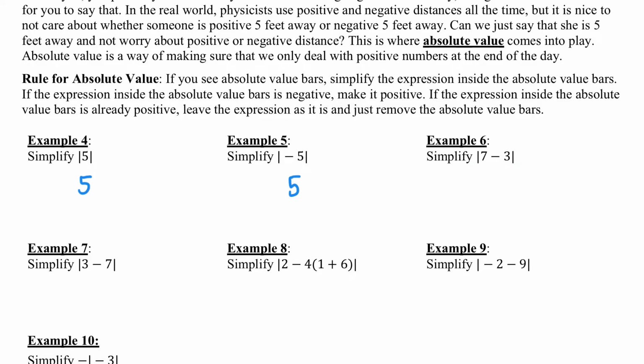Example number six, this is really crucial. If you have an expression inside of the absolute value, you have to do what's inside there first, then apply the absolute value rule. So don't just say, oh, seven minus three, oh, absolute value just makes things positive. This must be seven plus three.